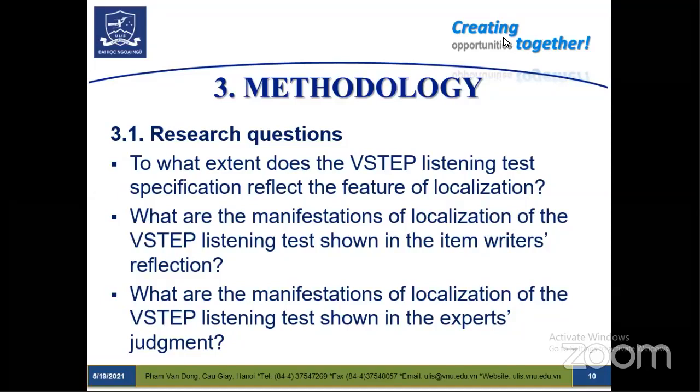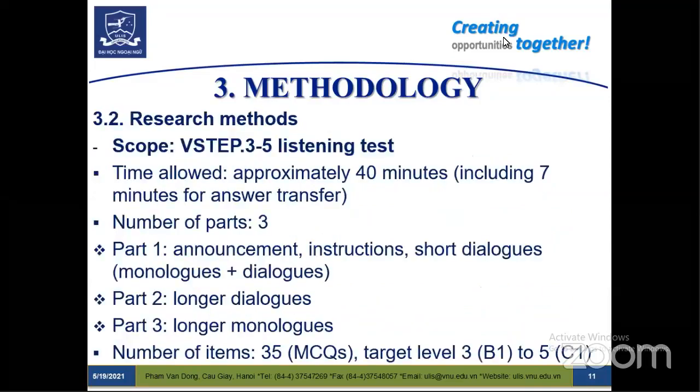So to answer the three questions, we're going to define the subject of the research. Based on a very small-scale test, we're going to deliver our study on the VSTEP 3 to 5 listening test only. So we focus only on one variant. The VSTEP 3 to 5 listening test lasts for about 40 minutes, including 7 minutes for answer transfer.